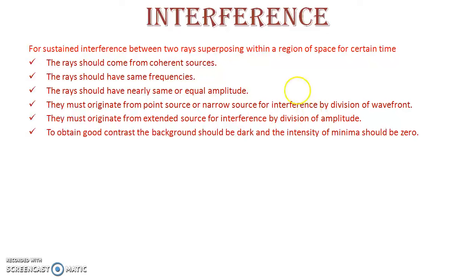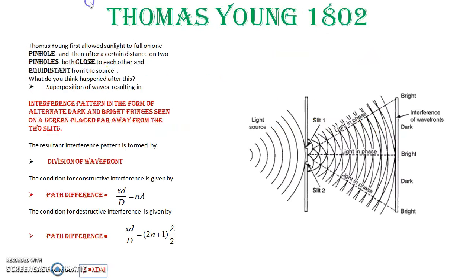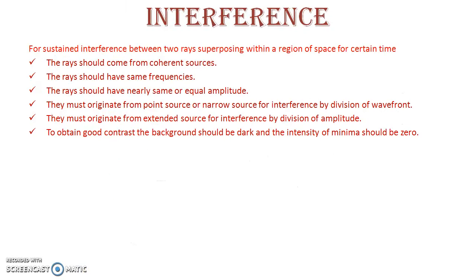However, there are conditions for sustained interference. The conditions, as all of us know, are that the rays should be coherent. The interfering rays should have the same frequencies. The rays should have nearly the same or equal amplitude. They must originate from a point source or narrow source for interference by division of wavefront. They must originate from an extended source for interference by division of amplitude. And to obtain good contrast, the background should be dark and the intensity of minima should be zero.